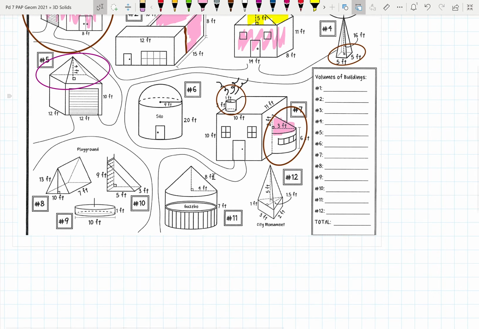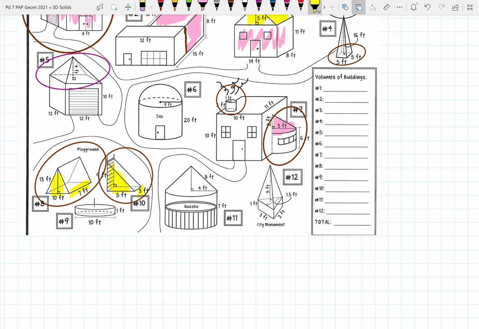The playground, we have a triangular prism. Again, the base of the triangular prism is the triangle. This is the height of the triangular prism. We have a second triangular prism right here with the climbing wall, or slide, or whatever that might be, not sure. But again, the base of the prism is the triangle. So this triangle right here is the base of the triangular prism. The height of the prism would be 3.